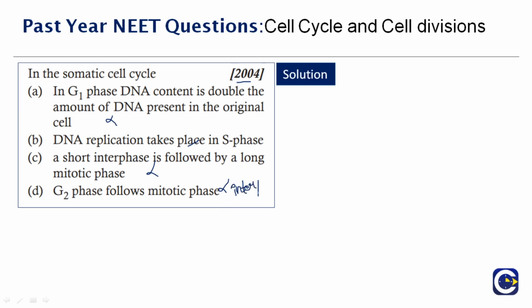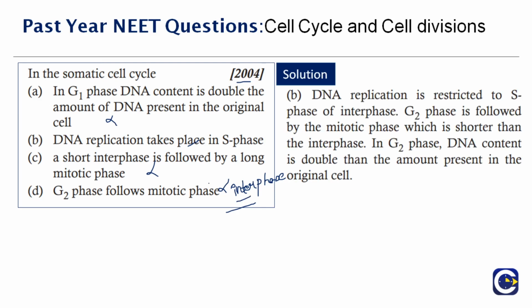Okay, see, the question is about the somatic cell cycle, and they are talking about DNA replication. G2 phase actually follows a mitotic phase, but the interphase is longer when compared to the mitotic phase. Therefore, the correct answer is option B. DNA replication takes place in the S phase. In G2 phase, DNA content is double the amount present in the original cell. Therefore, it cannot be option D. It is only option B. Therefore, the correct answer is option B.